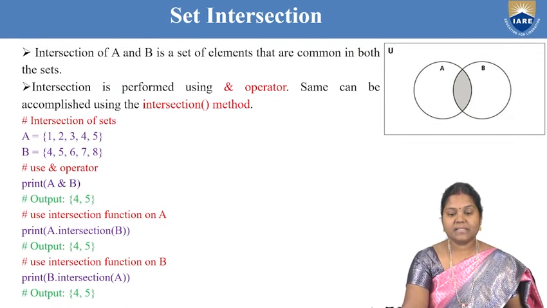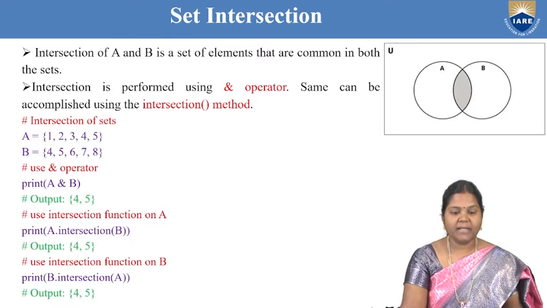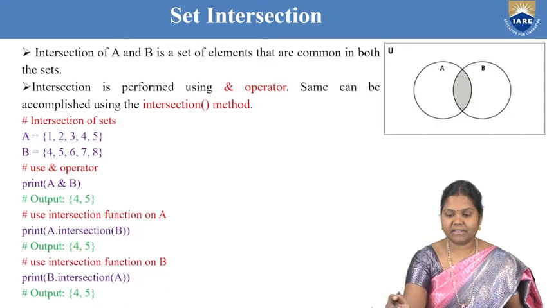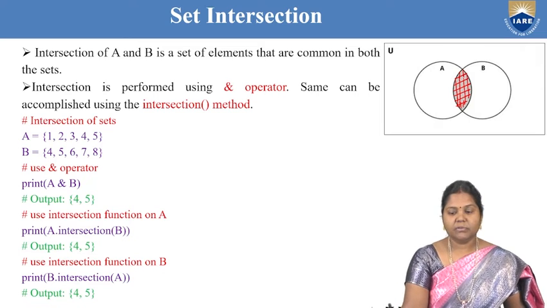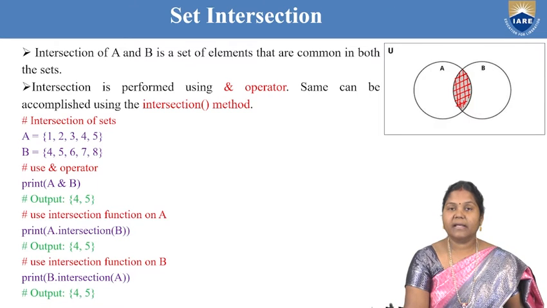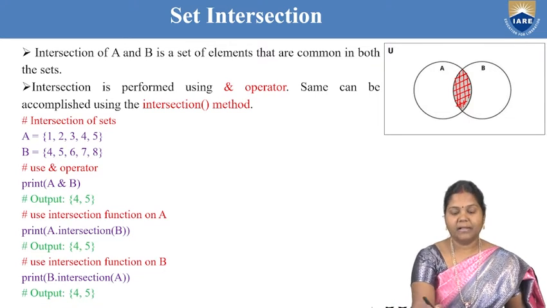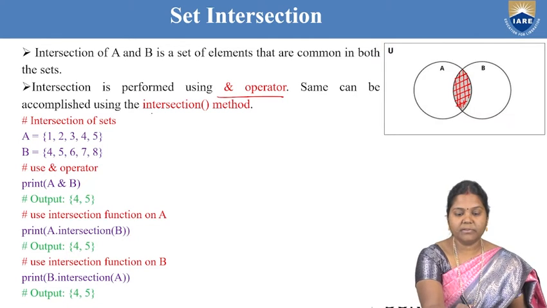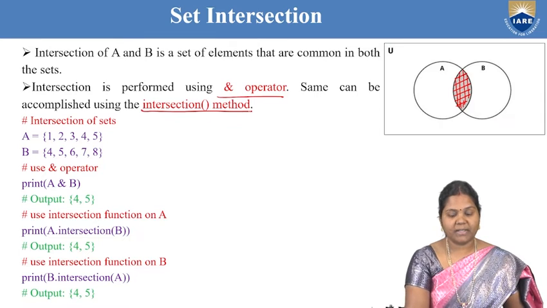Next, we will go for the set intersection operation. Intersection of A and B is nothing but the set of elements that are common in both the sets. In this diagram, you can see that this area is nothing but the elements which are common in both the sets. So, how to perform this A intersection B? In Python, we have the AND operator to perform the intersection. Otherwise, we have the intersection method also. Let us see some examples of how to do intersection.